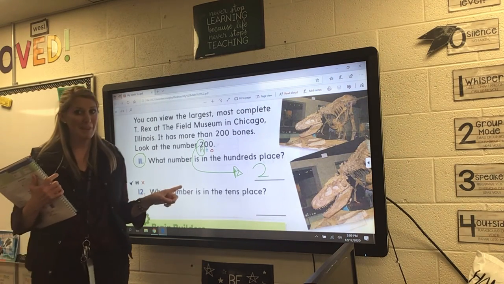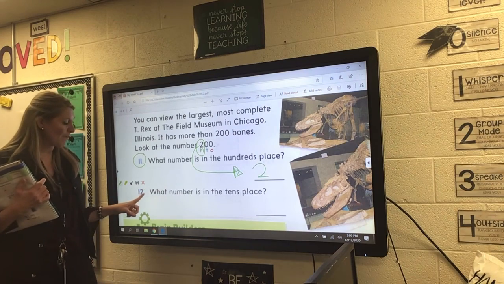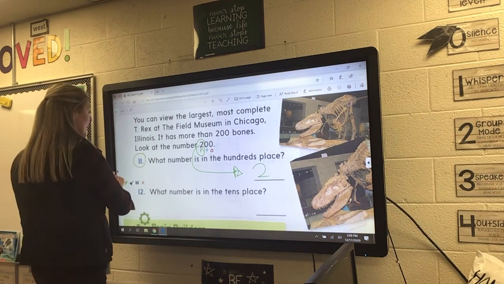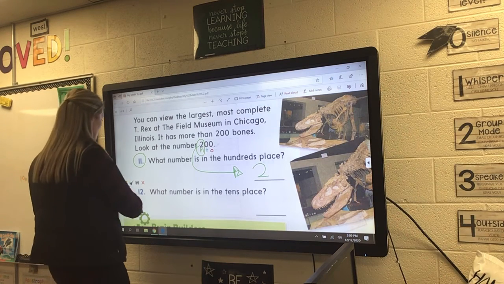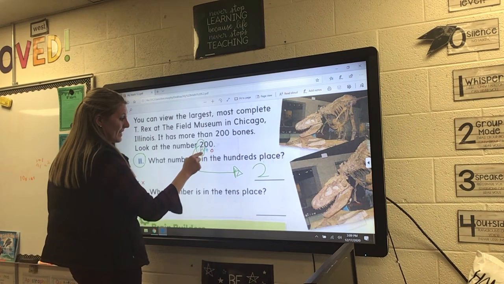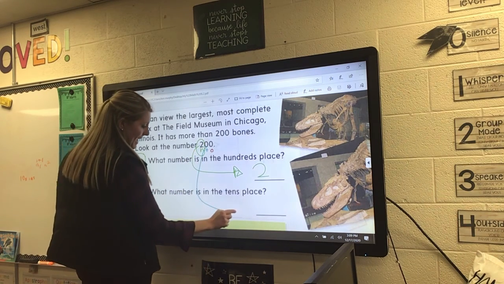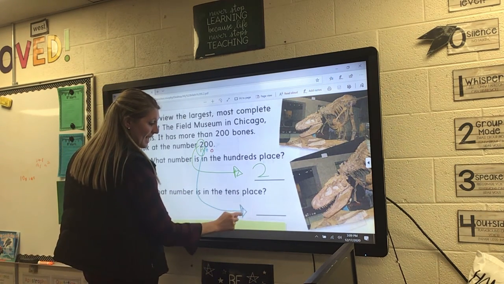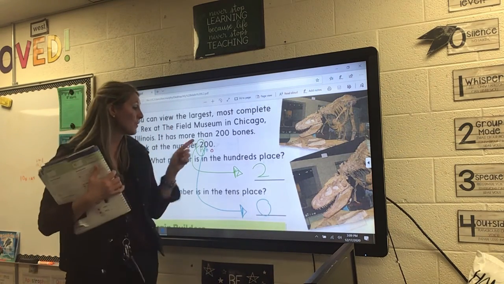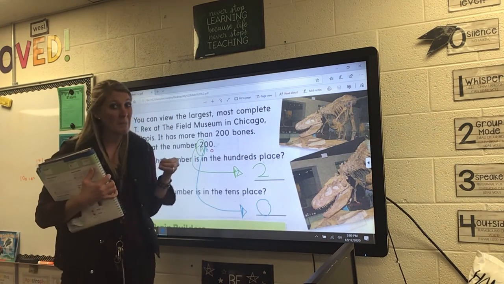Now, this is the tricky part, but I think you can get it. On number 12, what number is in the tens place? So way over here to the right is the ones. The next number is the tens. So that 0 is the tens. So in the tens place, there are no tens, there are zeros. So see how you still have to put a 0 to hold its place?